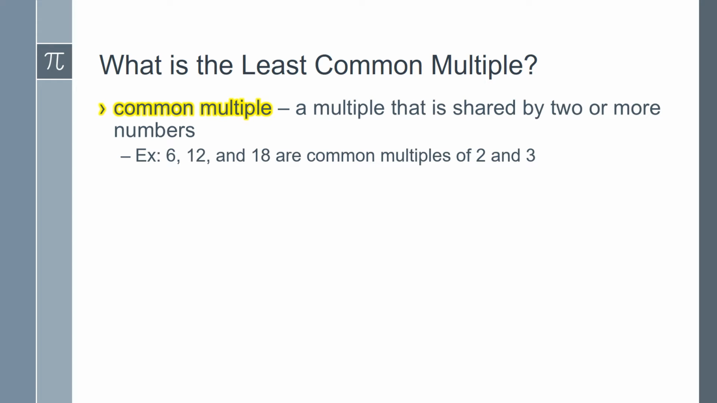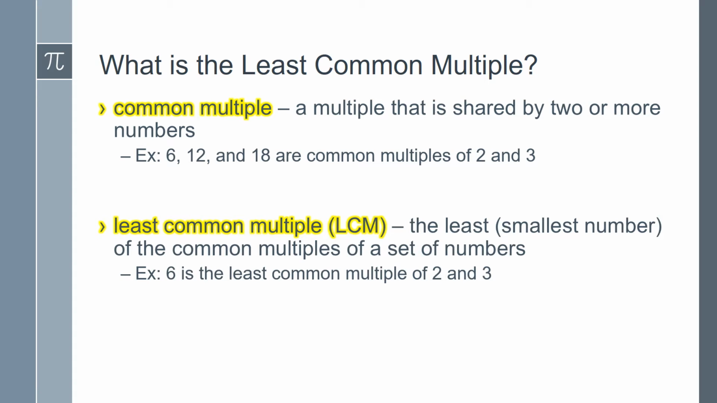Now let's talk about the least common multiple. The least common multiple, or LCM, is the least, or smallest number, of the common multiples of a set of numbers. For example, 6 is the least common multiple of 2 and 3, because it is the smallest of the common multiples.